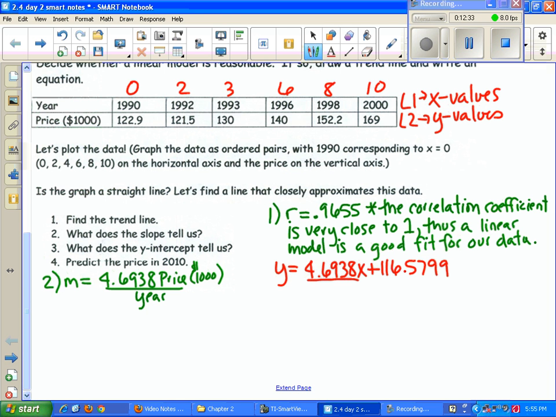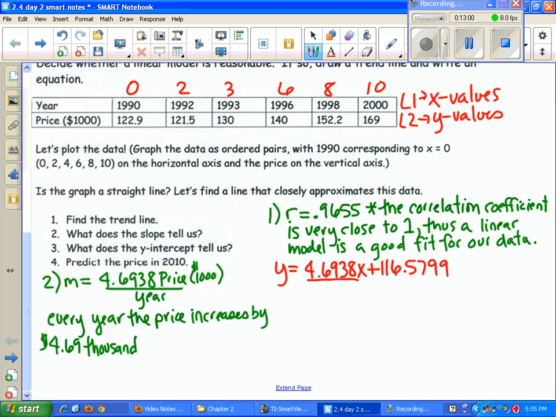So what does that mean? This means that every year the price increases by 4.69 thousands of dollars. Or of course you could just take that 4.69 and multiply it by 1,000 and write out the number.